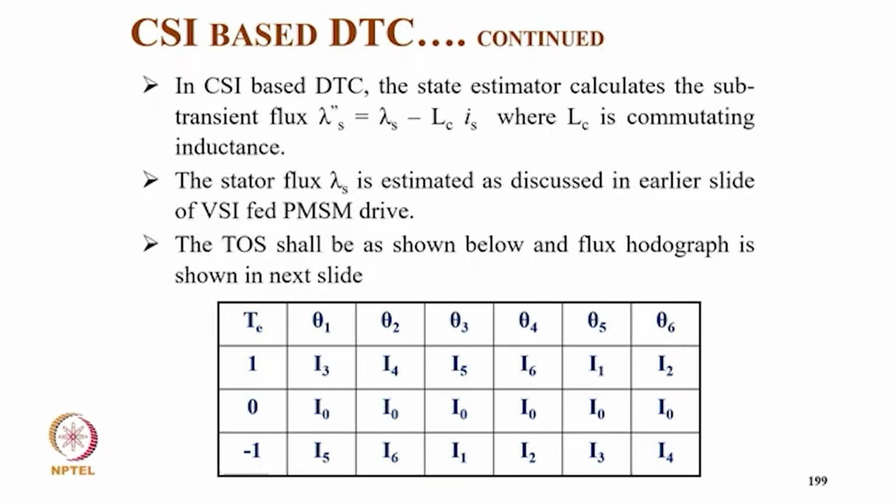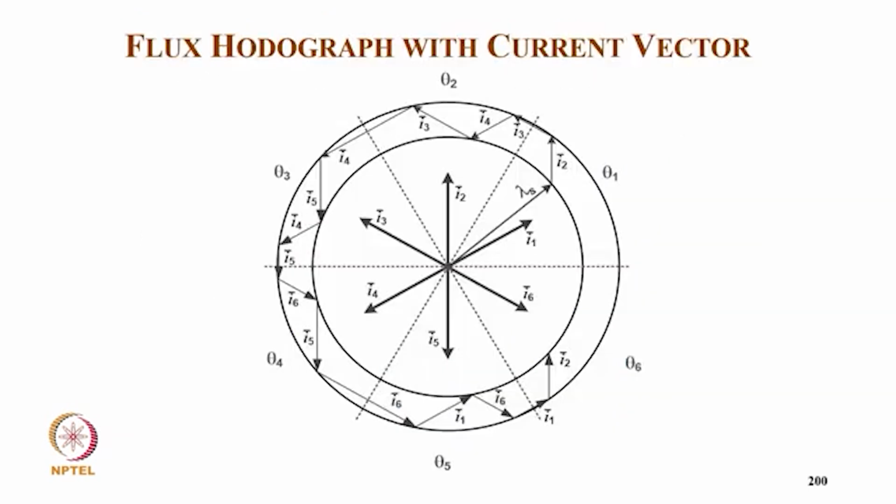In CSI based DTC, the state estimator calculates the substitute flux lambda dash equal to lambda s minus Lc is, where Lc is the commutating inductance, and the stator flux lambda s is estimated as discussed in the earlier slide for VSI PMSM. The table of optimum switching is given here, with the hodograph shown in the next slide. Here you have the 3-level torque and 6 sectors, and you get the current vectors. Here also you have typically 9 current vectors, 3 of which are zero.